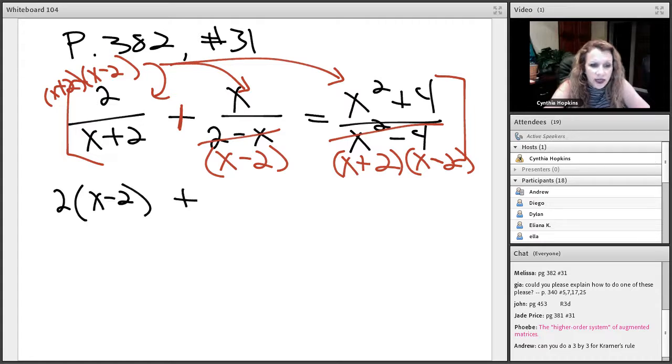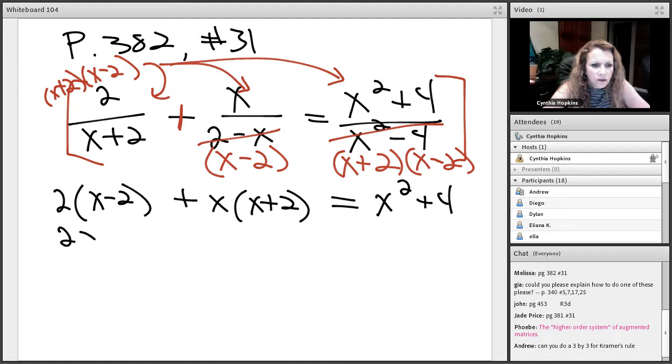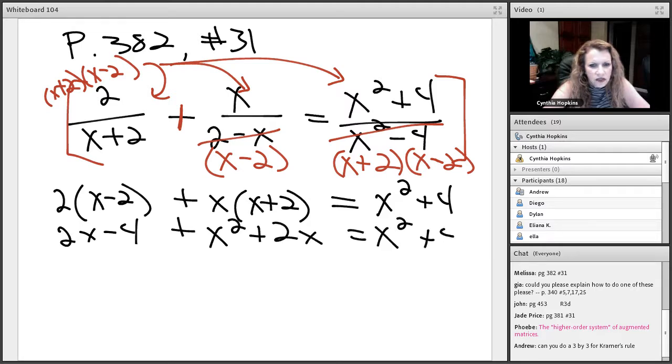Then I have a plus sign. Remember, we changed that to a plus sign. Next, my x minus 2's will cancel, so I have plus x, the quantity x plus 2, and then my equal sign. Then for my third fraction, the x plus 2 and the x minus 2 completely cancel out, and I get x squared plus 4. Okay, so now let's distribute. I get 2x minus 4, excuse me, plus x squared plus 2x equals x squared plus 4.